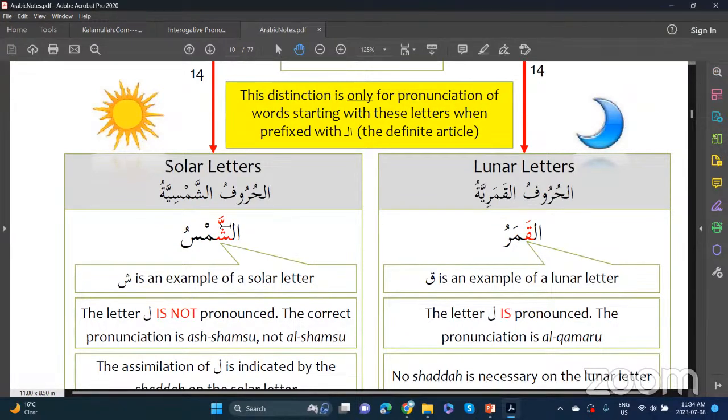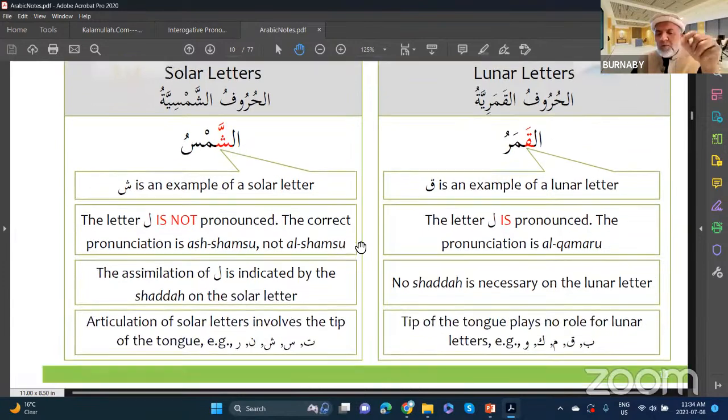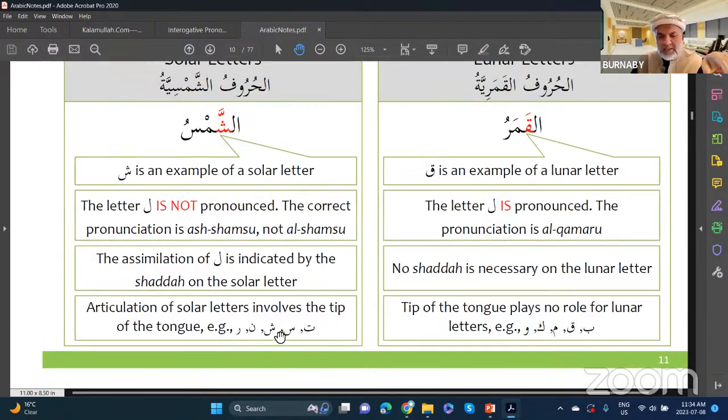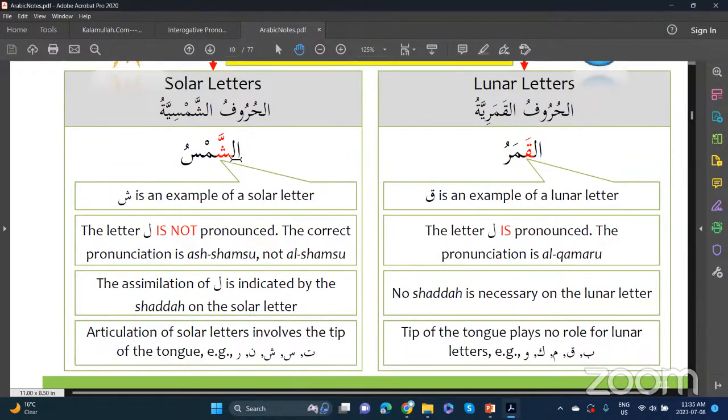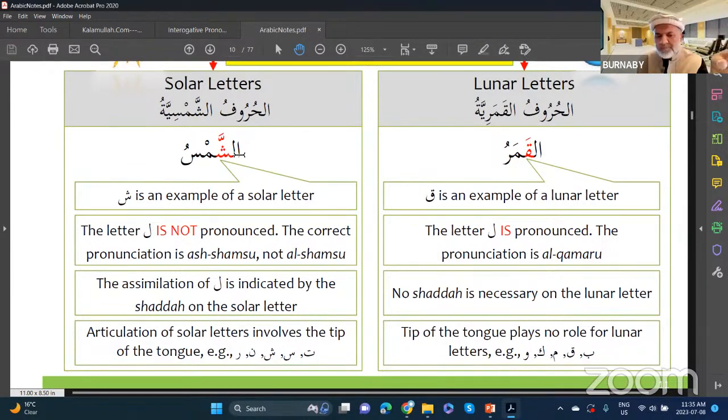Now, the easy way to know: if there is a shadda, we know that it's a shamsiya. But if you don't have the shadda, then you will need to know the letters. Like these letters, the ba, the qaf, mim, kaf, waw, they are kamariya, and the ta, sin, shin, noon, ra are the shamsiya. This is harder to memorize, but you need to know the list. But if you see the shadda and there is an al before it, you will never say al-shams. You will always say ash-shams. You will make the al sound go away.